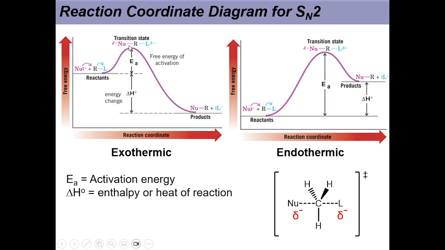And of course, the energy peak here between the reactants and the transition state, this is the activation energy. And then below the activation energy, the difference between the reactants and the product, that's the enthalpy of the reaction. And the right one is the same. Between the products and the reactants, this energy difference is the enthalpy change of the reaction, delta H. But from the reactants to the top of the peak, that's the activation energy.